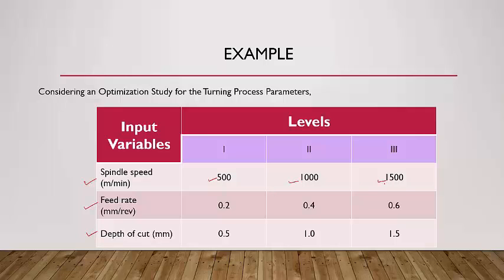Feed rate is considered at three levels: 0.2 millimeter per revolution, 0.4 millimeter per revolution, and 0.6 millimeter per revolution. Depth of cut is also considered at three different levels: 0.5 mm, 1 mm, and 1.5 mm. For full factorial design, there will be 3 to the power 3, that is 3 levels to the power of 3 factors, equal to 27 experiments that need to be performed.